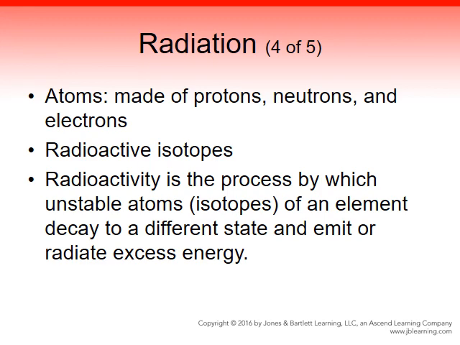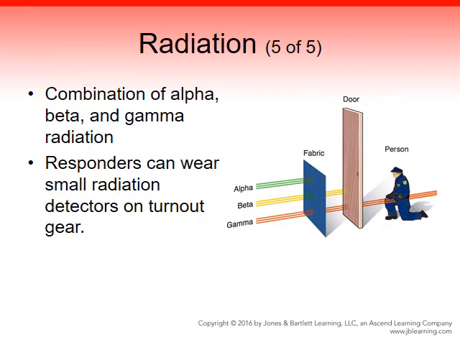Elements are made of atoms, which are comprised of protons, neutrons, and electrons. Variations in the number of neutrons create radioactive isotopes. Radioactivity is the process by which unstable atoms, which are isotopes, of an element decay to a different state and emit or radiate excess energy. Typically, you will encounter a combination of alpha, beta, and gamma radiations. Responders can wear small radiation detectors on their turnout gear.